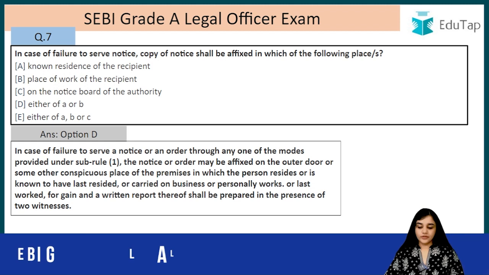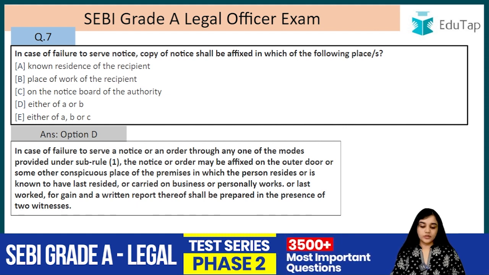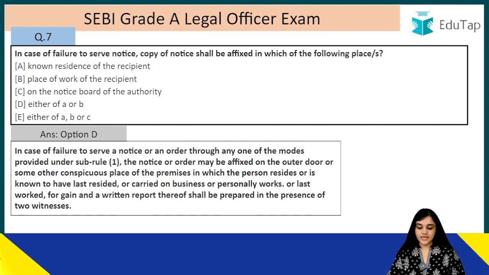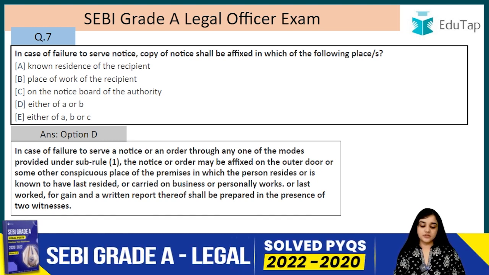So in case of failure to serve a notice or an order through any one of the modes provided in sub-rule 1, the notice or the order may be affixed on the outer door or some other conspicuous part of the premises in which the person resides or is known to have last resided or carried on business or personally works for gain or last worked for gain, and a written report thereof shall be prepared in the presence of two witnesses. This we have just read.